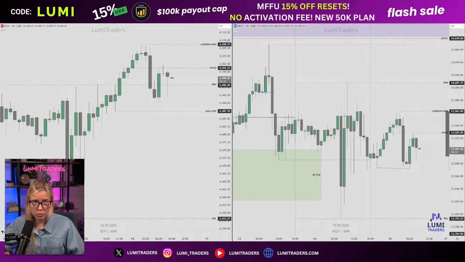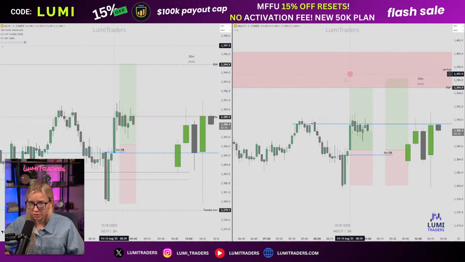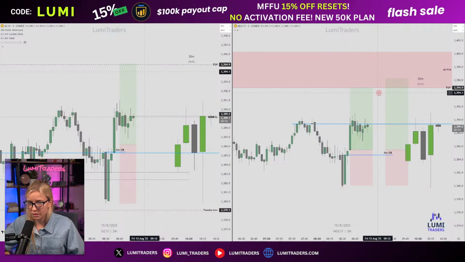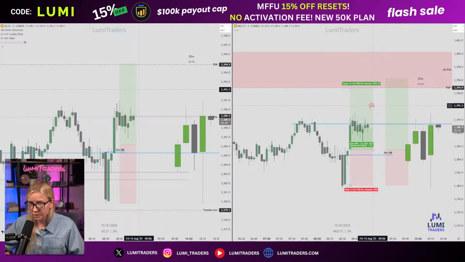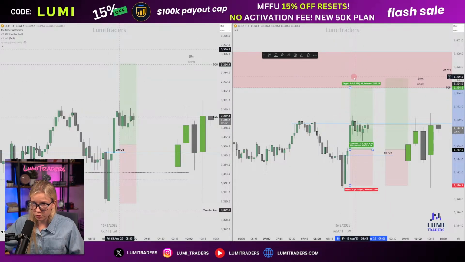I would like to short gold from this range. I don't want to short right now. I just feel like it's going to be a reversal from nowhere. I'm watching this move up to equal highs and a 2 hour fair value gap.